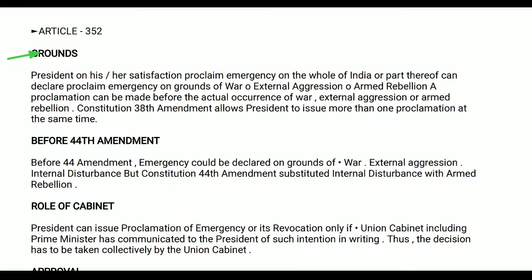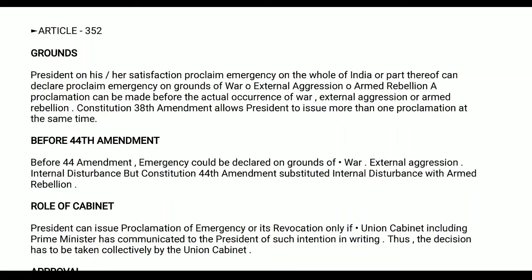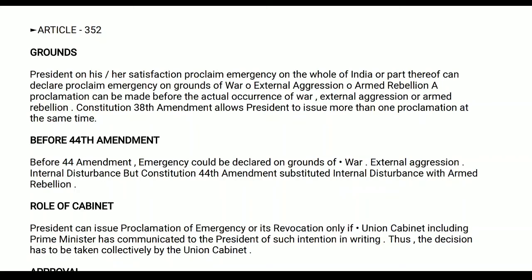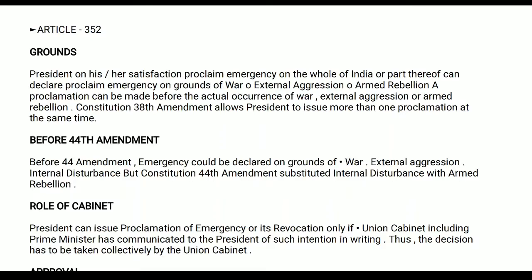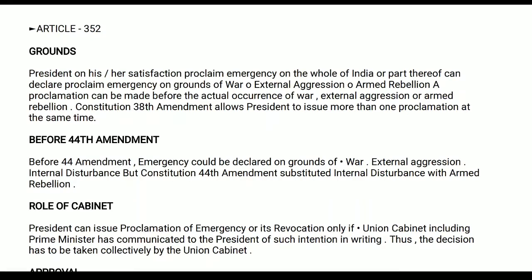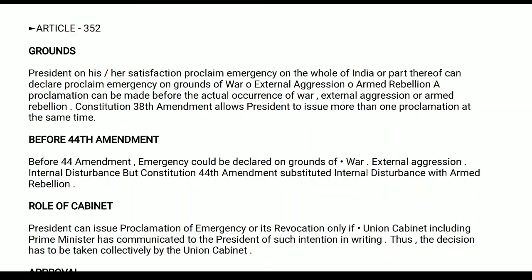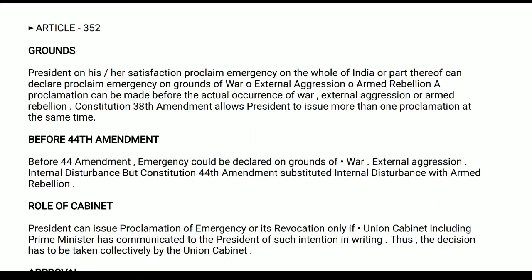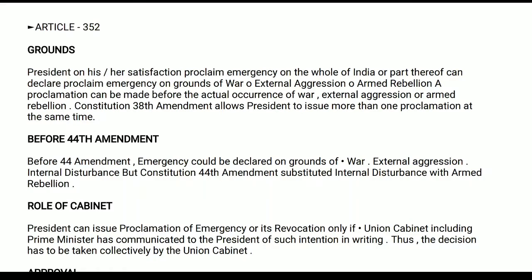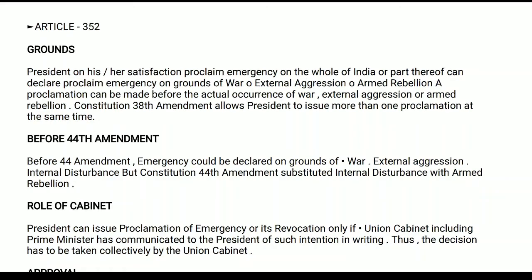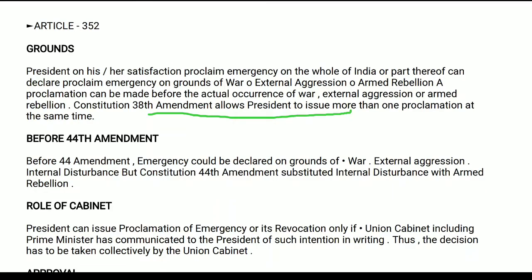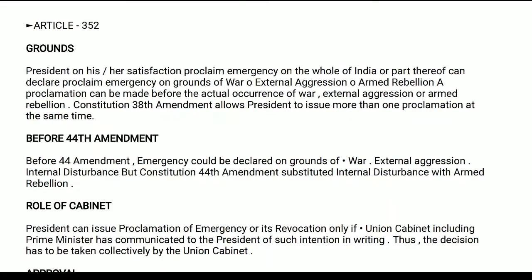Grounds. The President, on his satisfaction, can proclaim an emergency on the whole of India or part thereof on grounds of war, external aggression, or armed rebellion. A proclamation can be made before the actual occurrence of war, external aggression, or armed rebellion. The Constitution 38th Amendment allows the President to issue more than one proclamation at the same time.